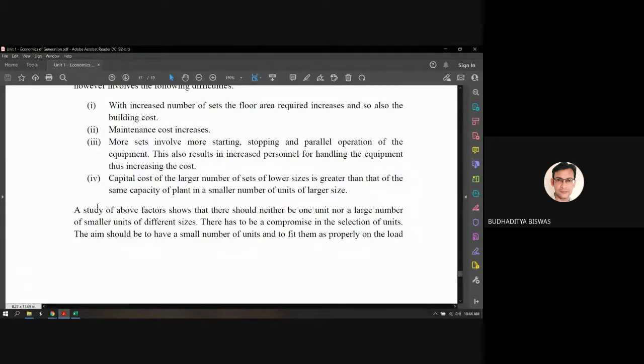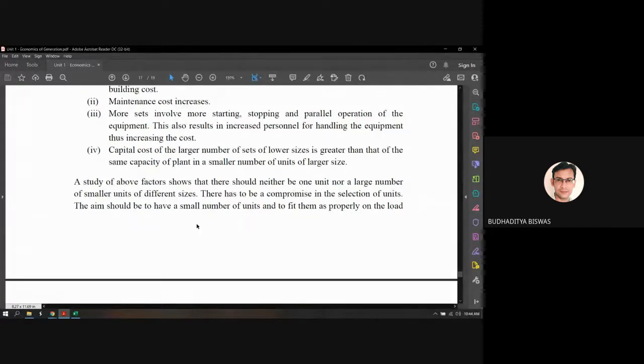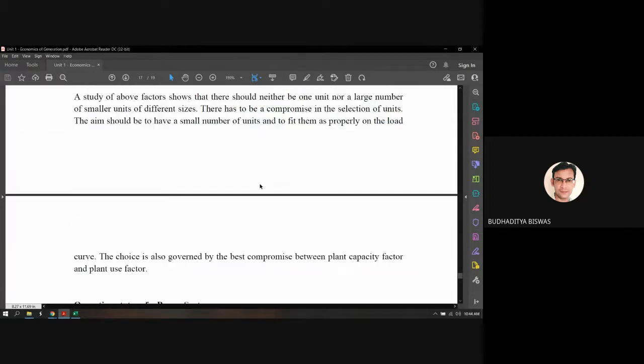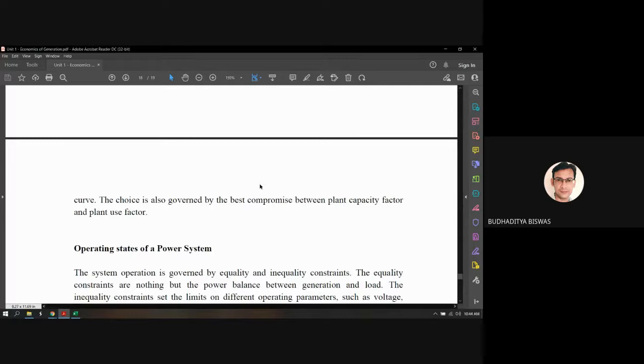So this study of the above factors shows that there should be neither one unit nor a large number of smaller units of different sizes. So there has to be a compromise in the selection of units. The aim should be to have a smaller number of units and to fit them properly to the load demand or the load curve. So this is our requirement.